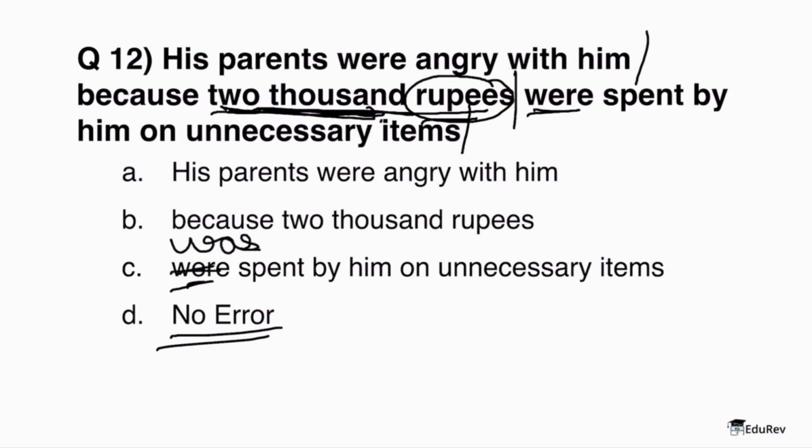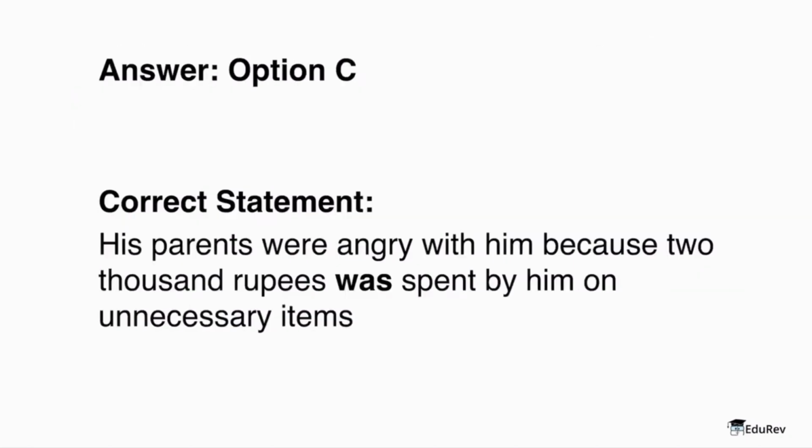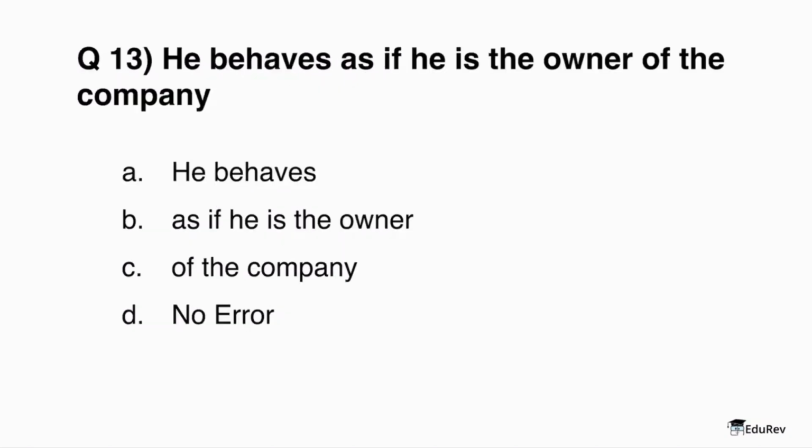Here, the correct answer is option C, and the correct statement is: his parents were angry with him because 2000 rupees was spent by him on unnecessary items. This would be the correct statement. Let's have a look at it. As you can see, option C is correct, and the correct statement is: his parents were angry with him because 2000 rupees was spent by him on unnecessary items.